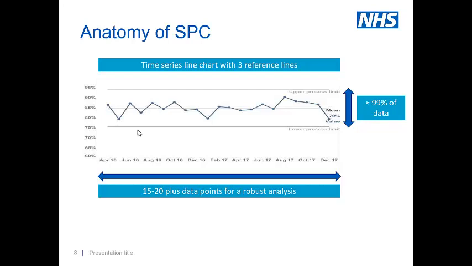There's lots of different opinions in the industry, but we tend to fall with about 15 to 20 points will create your reliable limits. You can go lower than that, but you just need to be aware of the risk that you might have with the control limits not representing the variation of your data.